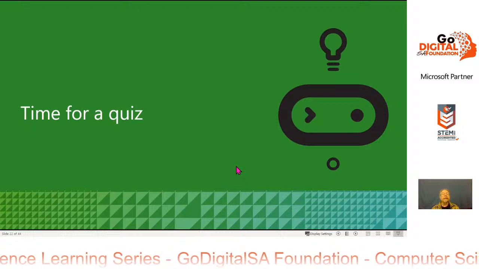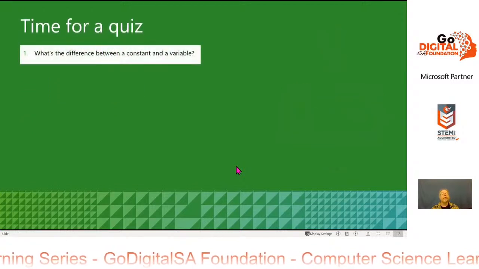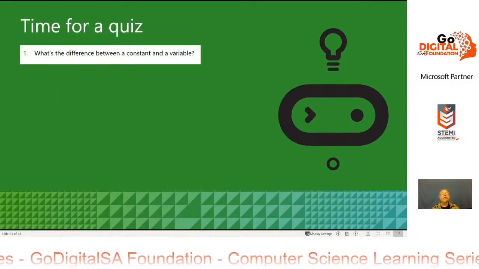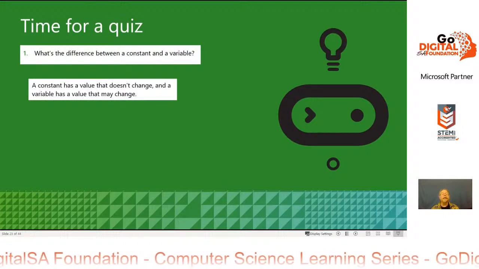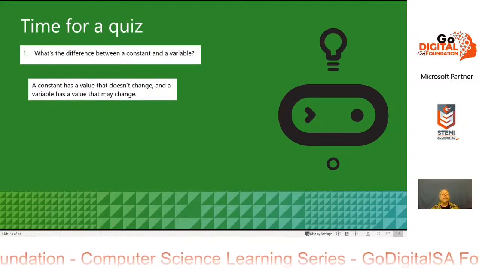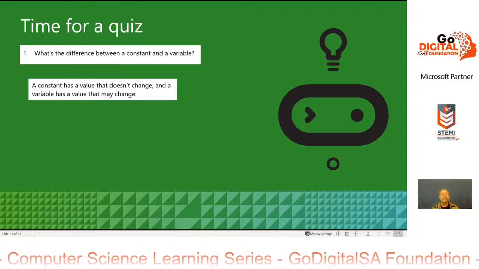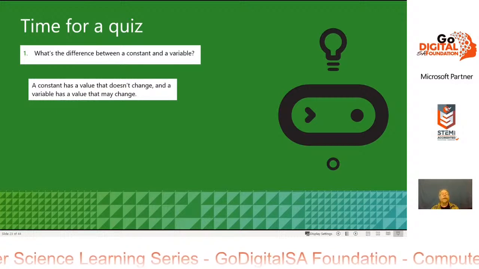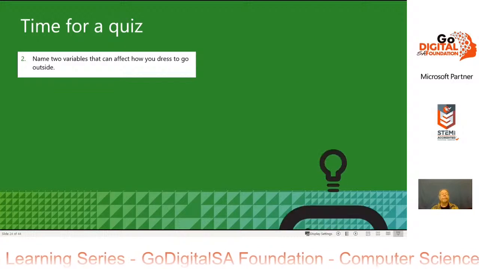And let's do a quiz. Okay, so what's the difference between a constant and a variable? A constant has a value that doesn't change, and a variable has a value that may change. It doesn't have to change, but it can change, whereas a constant will never change.